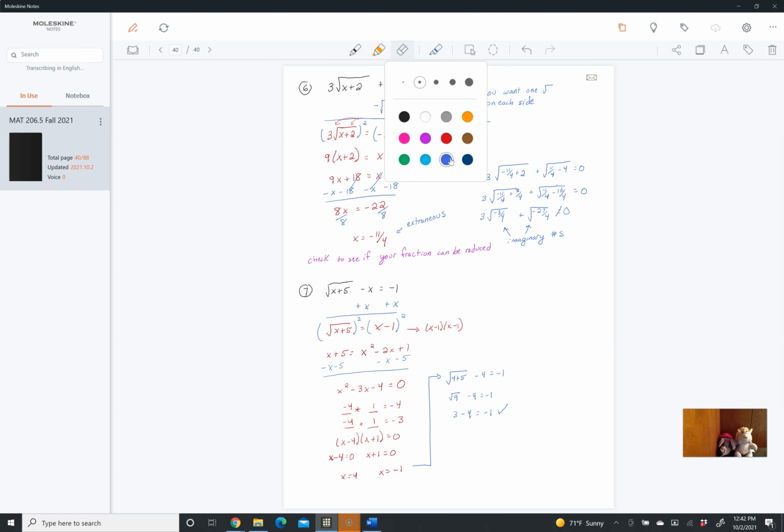This works. Here we have square root of negative 1 plus 5 minus negative 1 equals negative 1. This is square root of 4 minus negative 1, which is the same thing as plus 1. 2 plus 1 is not equal to negative 1. So this is an answer. x equals 4 is an answer. x equals negative 1 is extraneous.